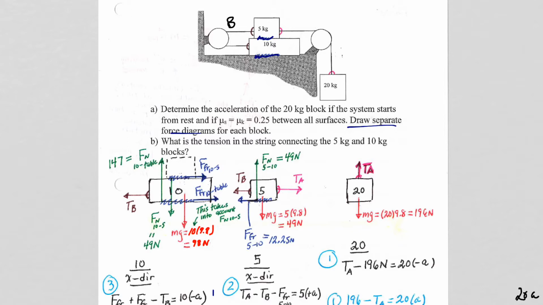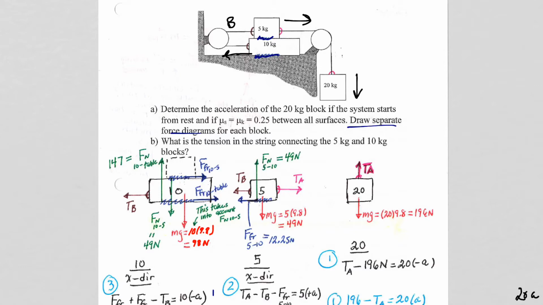Well, if there's no friction in this system, the 20 kilogram block definitely goes down. The 5 kilogram block definitely goes to the right, and the 10 kilogram block definitely goes to the left. Those directions are going to be important because when we include friction into the problem, we're going to have to have friction opposing those tendencies for motion. So let's get started and let's talk about our force diagrams.